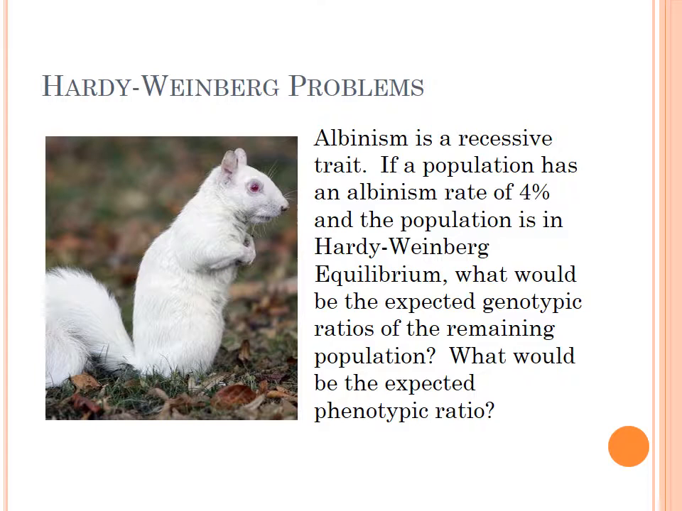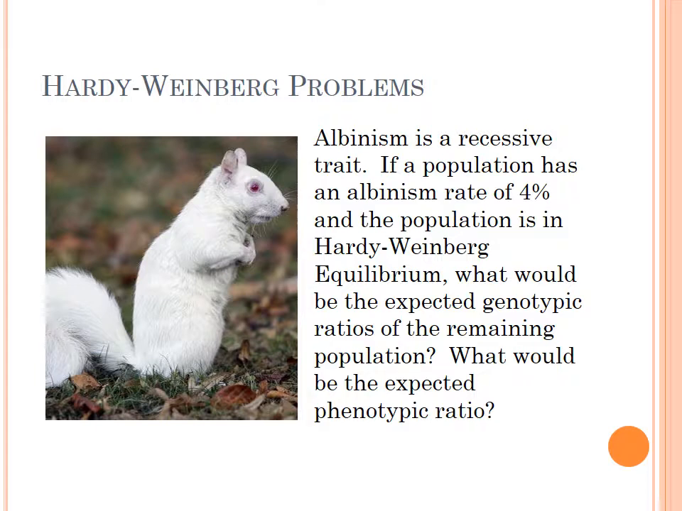Albinism is a recessive trait. If a population has an albinism rate of 4% and the population is in Hardy-Weinberg equilibrium, what would be the expected genotypic ratios of the rest of the population? Give me also the phenotypic ratio. Should be really easy at this point for you guys.